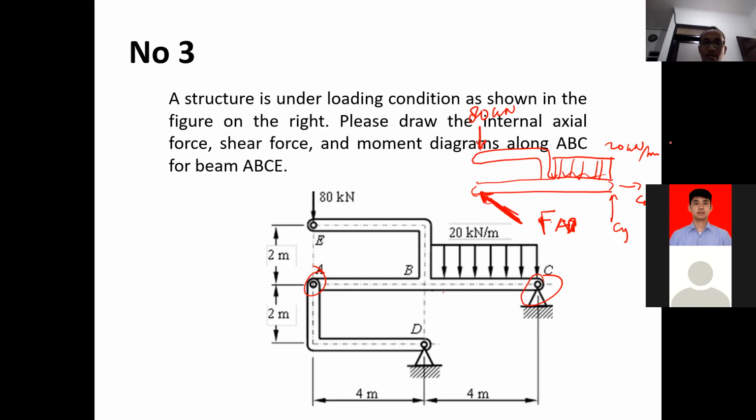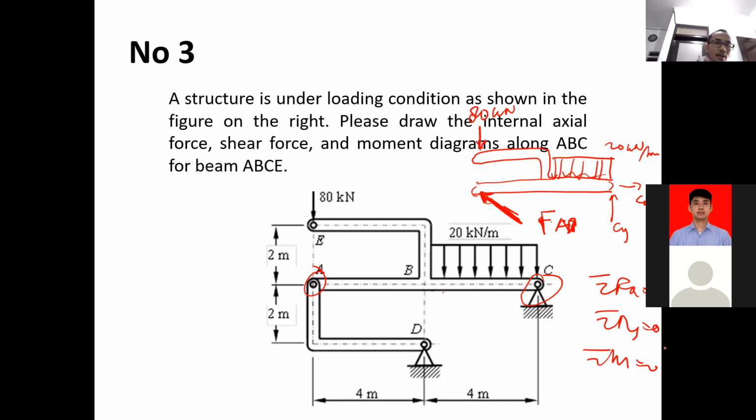So sir, how many unknowns do we have here? We have CY, CX, FAD. So we have three unknowns. We have three equations: sigma Fx equal to 0, sigma Fy equal to 0, and sigma moment equal to 0. Can we solve for those three? Yes, we can solve for those three. So we can solve for CX, CY, and FAD.